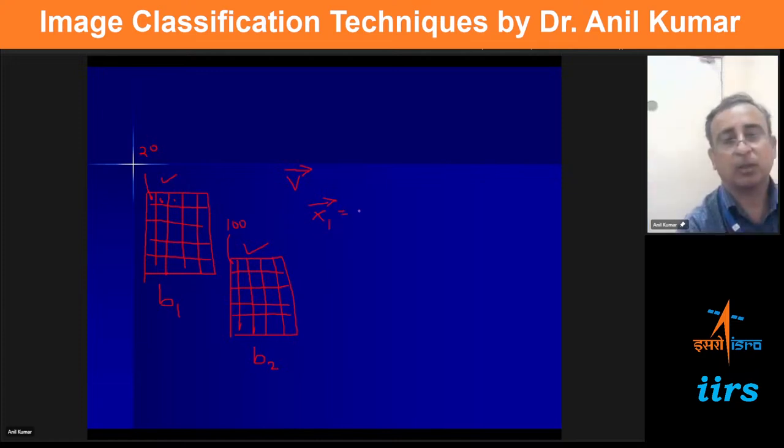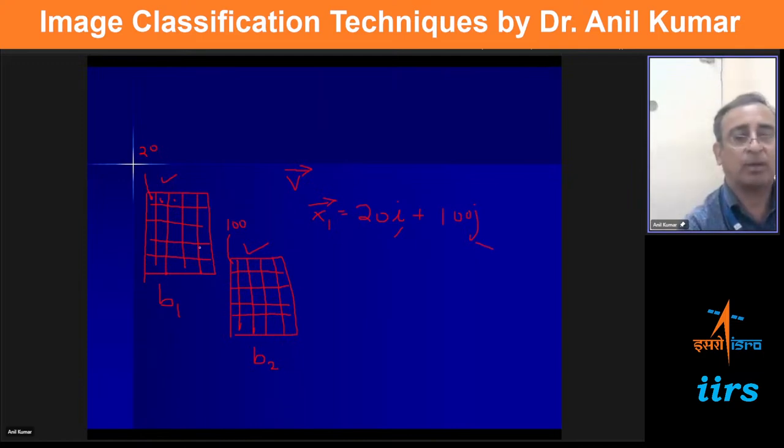Vector x = 20 i + 100 j. So here i and j are the two components which are coming from your matrix 1 and matrix 2, and the elements are 20 and 100. So 20 is coming from the first matrix and 100 is coming from the second matrix from the same location. So this is the vector and this complete thing is a matrix.